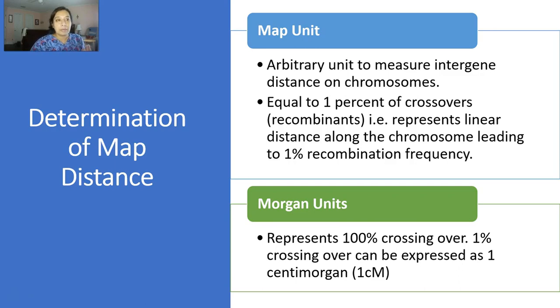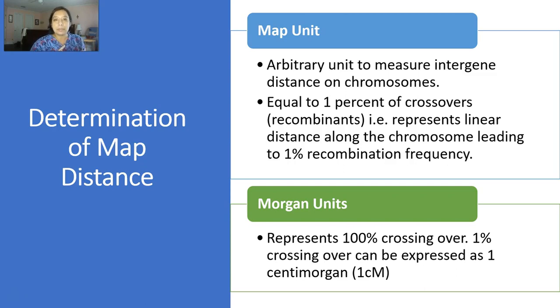Now, how do we measure? We always need a unit of measurement. In mapping genetic distances, the arbitrary unit to measure intergene distance on the chromosome is the morgan or centimorgan. One map unit is our arbitrary unit that we use typically, and a centimorgan represents a distance over which 1% crossing over can be expressed.